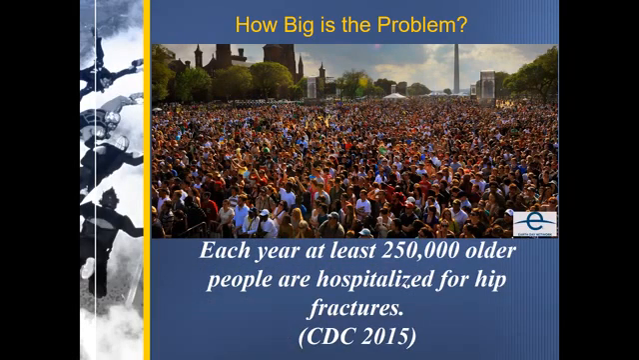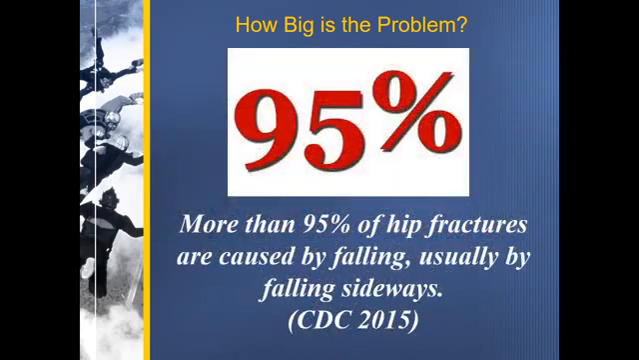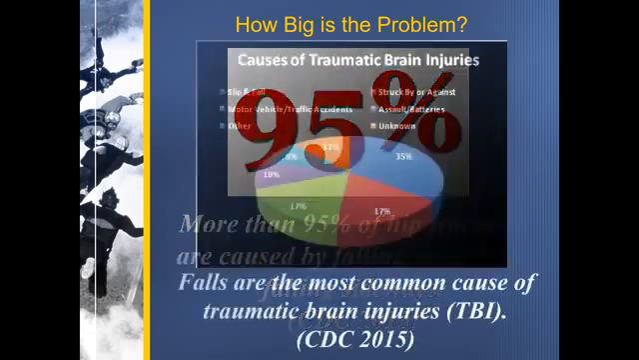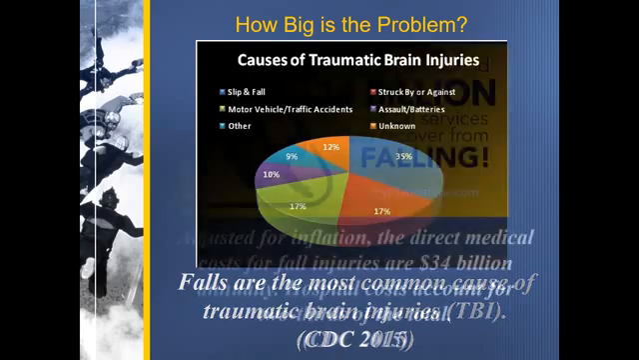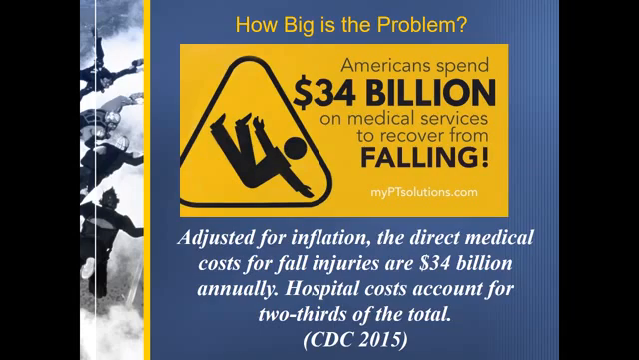Each year, at least 250,000 older people are hospitalized for hip fractures. More than 95% of hip fractures are caused by falling, usually by falling sideways. And falls are the most common cause of traumatic brain injuries. Adjusted for inflation, the direct medical costs for fall injuries are $34 billion annually. Hospital costs account for two-thirds of the total.